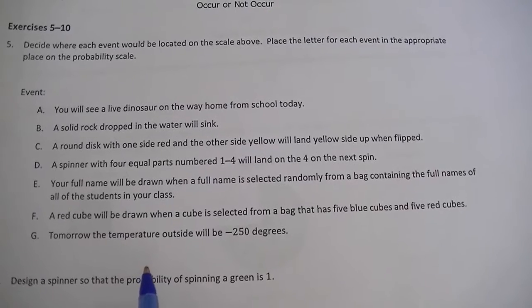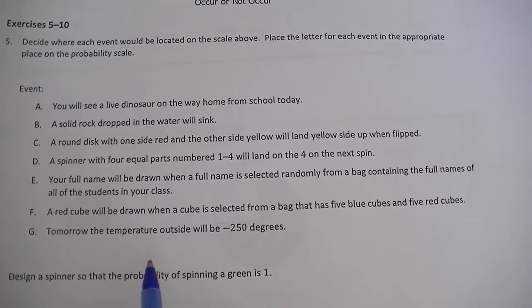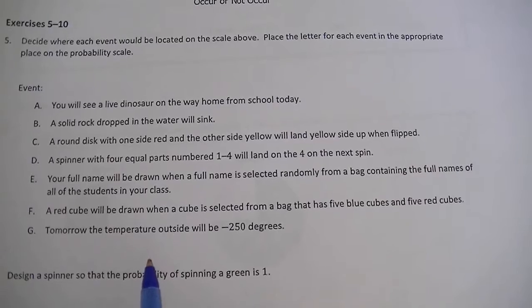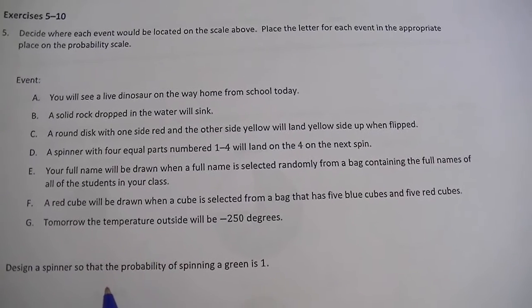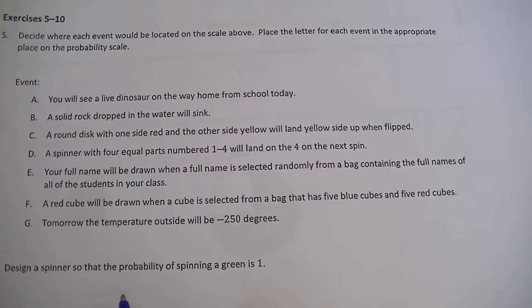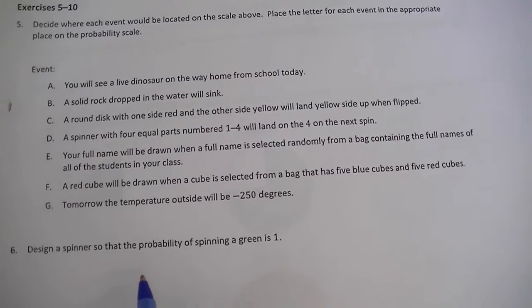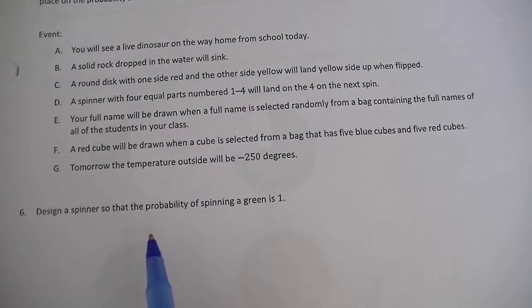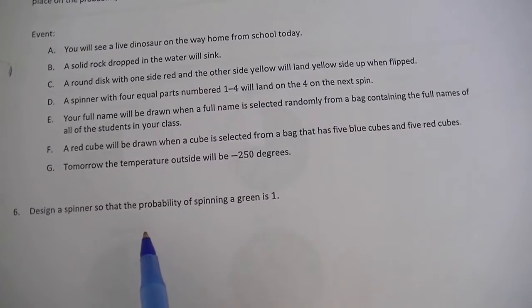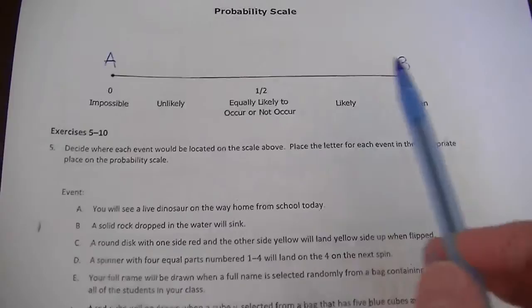E says your full name will be drawn when a full name is selected randomly from a bag containing the full names of all the students in your class. F, a red cube will be drawn when a cube is selected from a bag that has 5 blue cubes and 5 red cubes. And G, tomorrow the temperature outside will be negative 250 degrees. Okay, go ahead and place those on the probability scale.